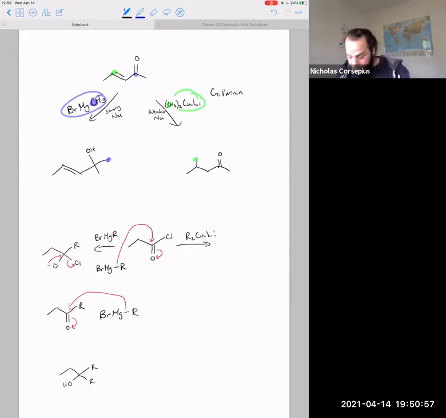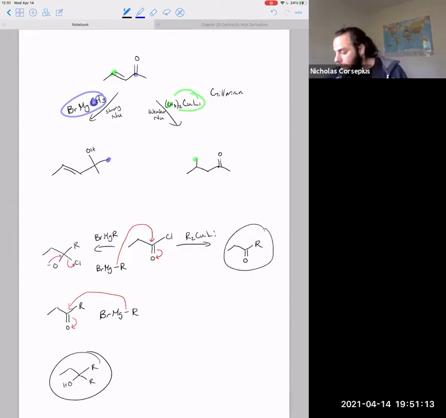A Gilman, again, is like a weaker Grignard. It can react once, but it's not going to react a second time. So you'll only get one group on there. So instead of getting an alcohol at the end of the day, like I would with my Grignard, you're going to be left with an aldehyde or ketone.